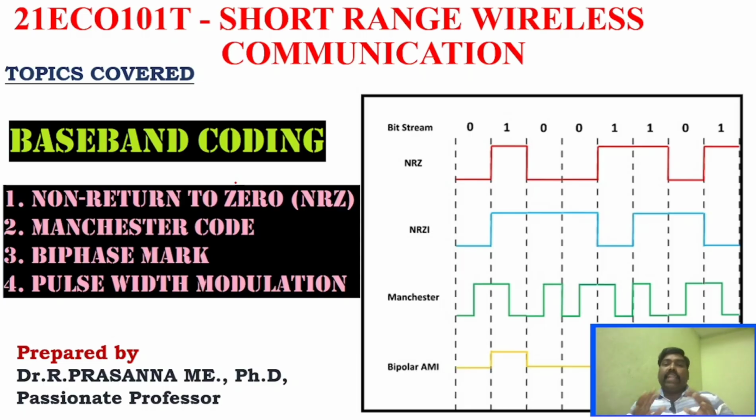Before starting, what is baseband coding? Baseband coding can also be called line coding. For your understanding, I can say it in a very simple way: representing a digital signal in various formats. That is, the various ways of representing a digital signal is called baseband coding. And technically speaking, it is the process of converting binary data into a digital signal, right?